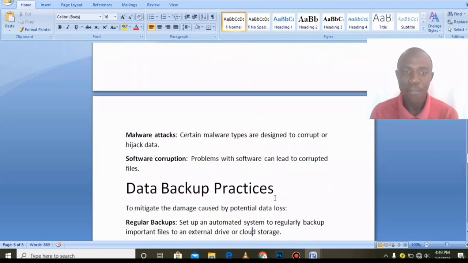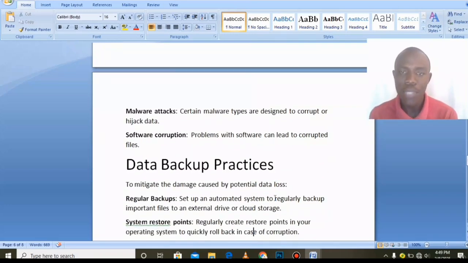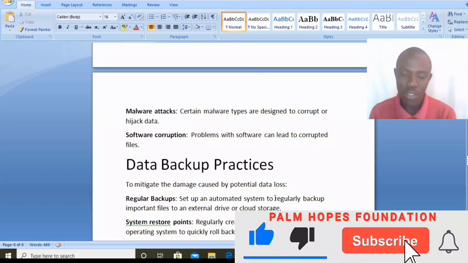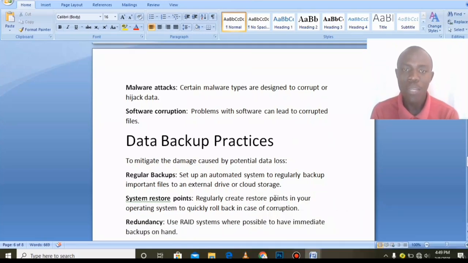Malware attacks. Certain malware types are designed to corrupt or hijack data. Software corruption. Problems with software can lead to corrupted files.